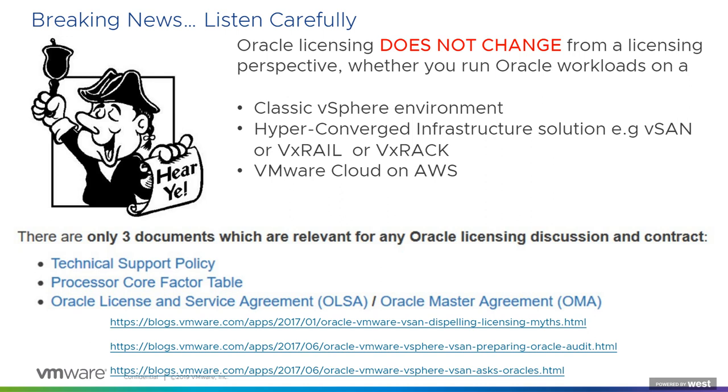So there are three and only three legally binding documents that are relevant for any Oracle licensing discussion, and those three documents are the technical support statement, the core processor factor table that essentially assigns every core or every processor a core factor that helps during the calculation of the Oracle licensing, and the OLSA, or the Oracle Licensing and Service Agreement, aka the Oracle Master Agreement.